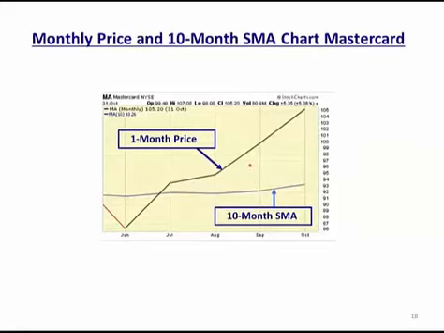So let's look at some PowerTrend buy signal examples for stocks, and this is a monthly price chart and 10-month simple moving average chart for MasterCard. So the 1-month price is this red black line right here, and you can see the 1-month price is calculated on the last trading day of the month. So the last trading day of the month in July, the stock was trading here. The last trading day in August, the stock was trading here. Last trading day in September, the stock was trading here. So this is the 1-month price of MasterCard. And this blue line right here is the 10-month simple moving average.